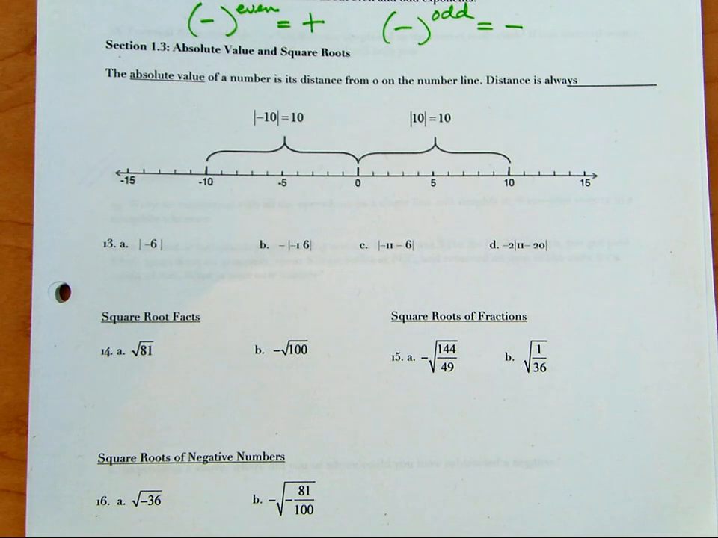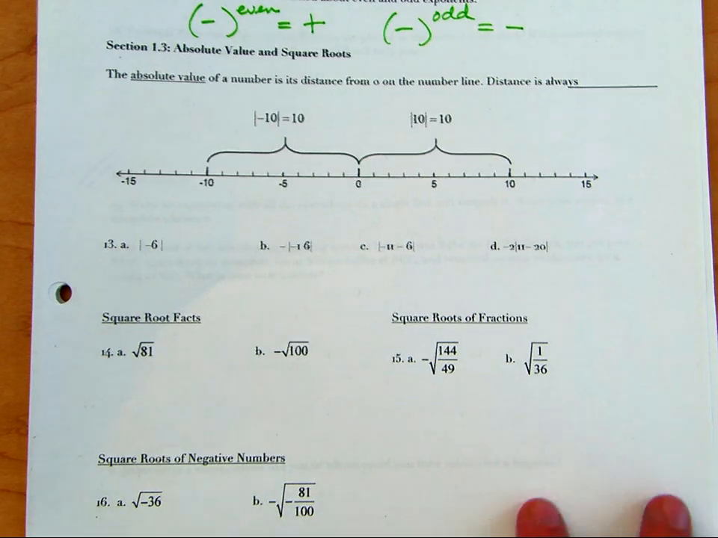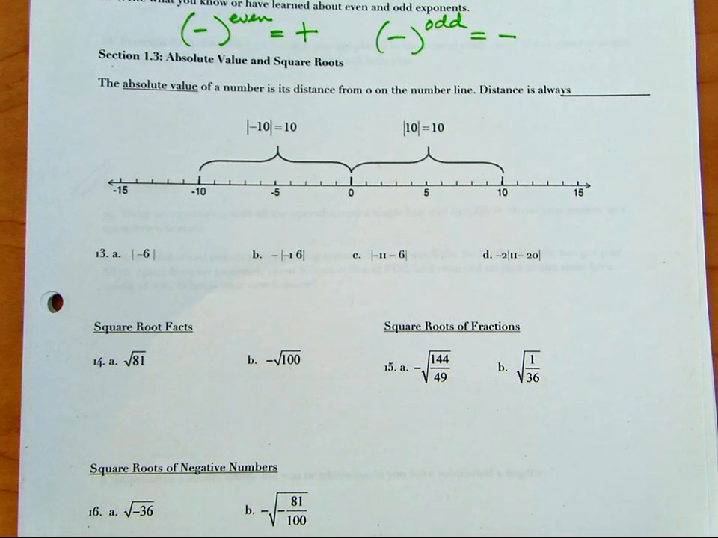Okay, welcome to Math 60. Let's talk about absolute value and square roots. So the absolute value of a number is its distance from 0.